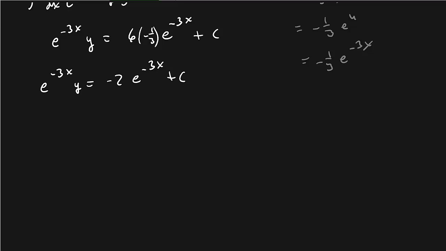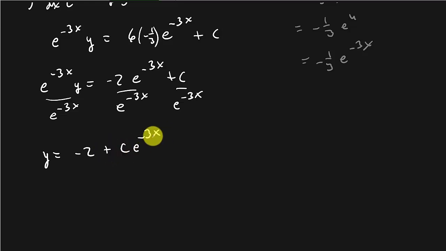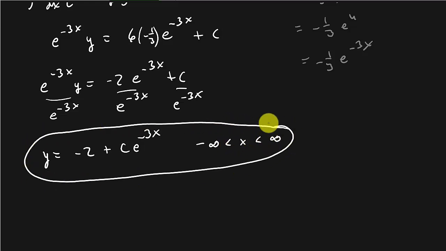All right, and so now we're going to divide everything by e to the negative 3x. And so we're going to get y is equal to negative 2 plus c e to the negative 3x. And that's going to be where x is between negative infinity and positive infinity.